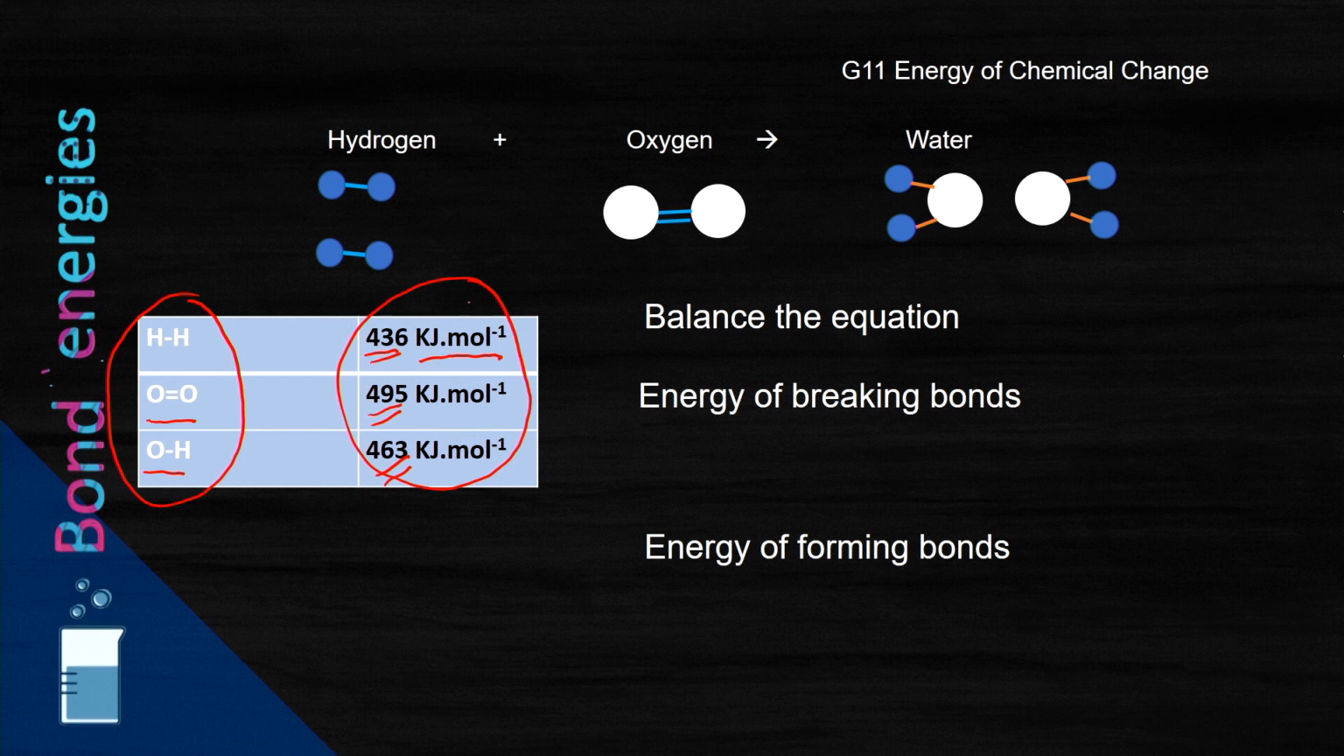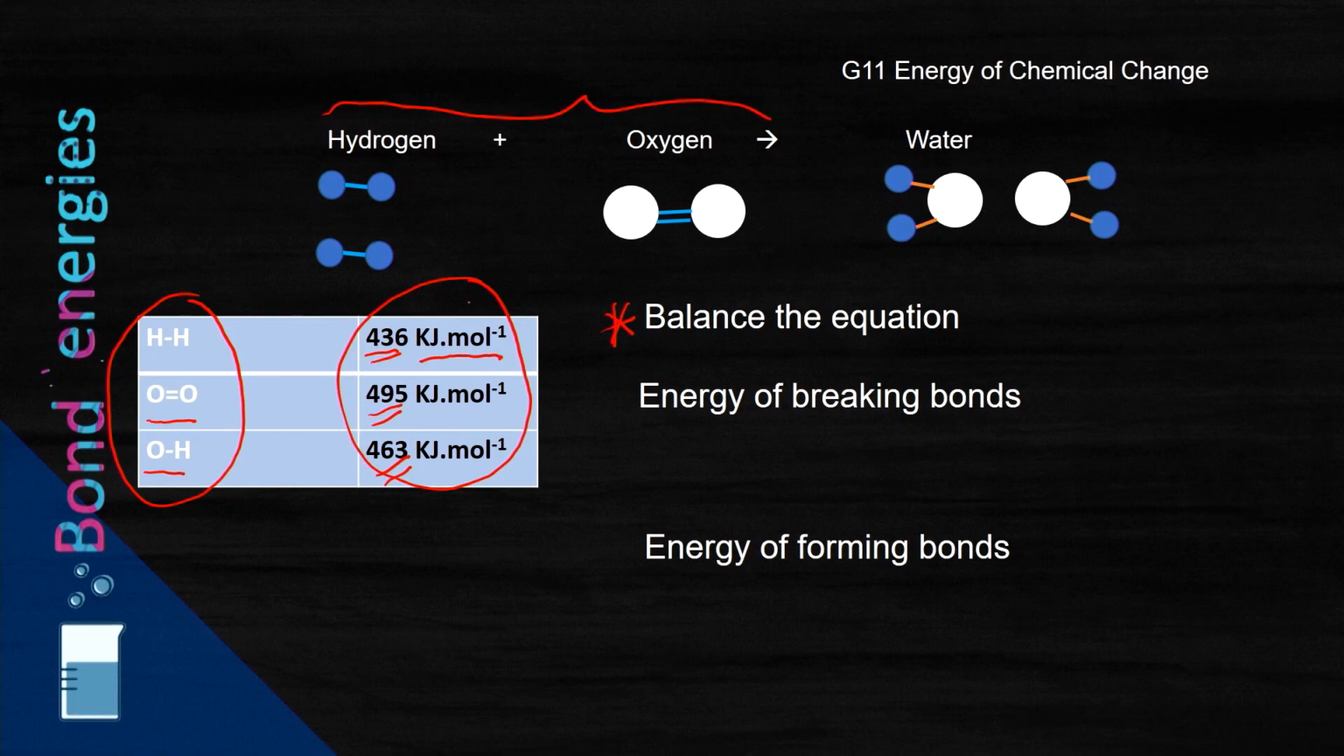The first thing that we have to do when we are trying to calculate these energies is balance the equation. Now, there is a conservation of mass and atoms when a reaction happens. And so the number of atoms that are involved in the reaction need to correlate to the number of atoms that will form the new product. So that is why we have to have a balanced equation.